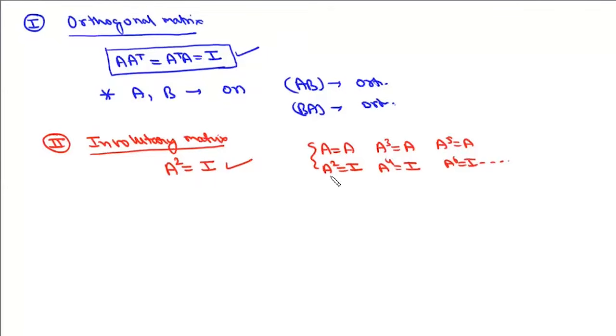So if we have an even power of A, it will be identity matrix. And if we have an odd power of A, it will always be A. Now this third one is idempotent matrix.